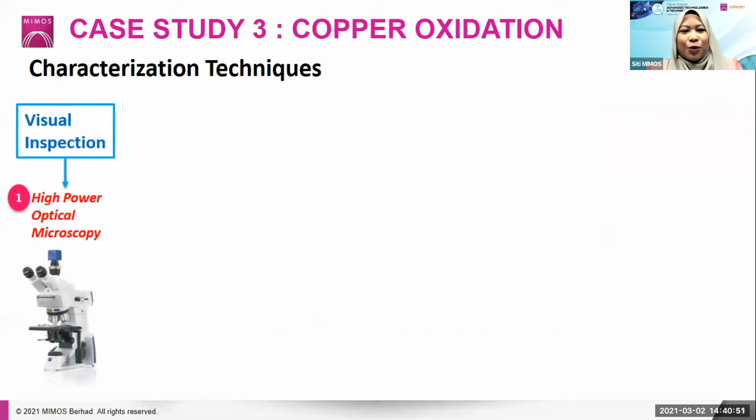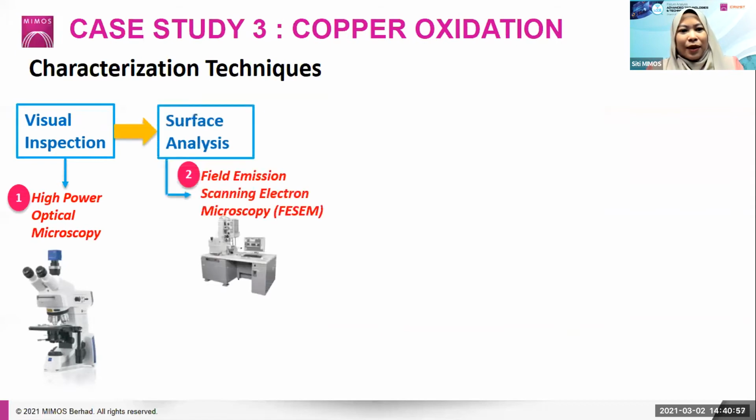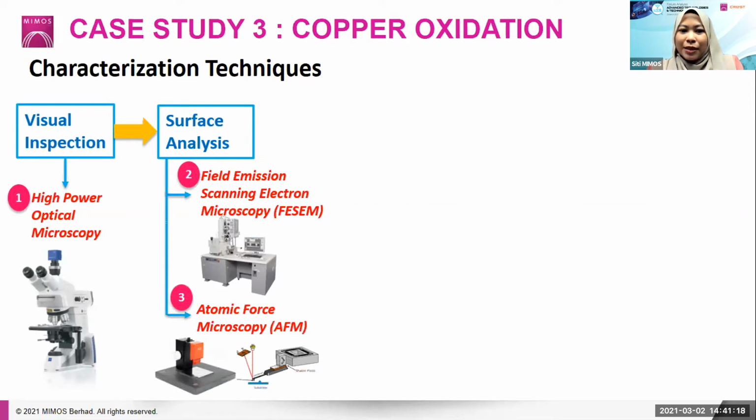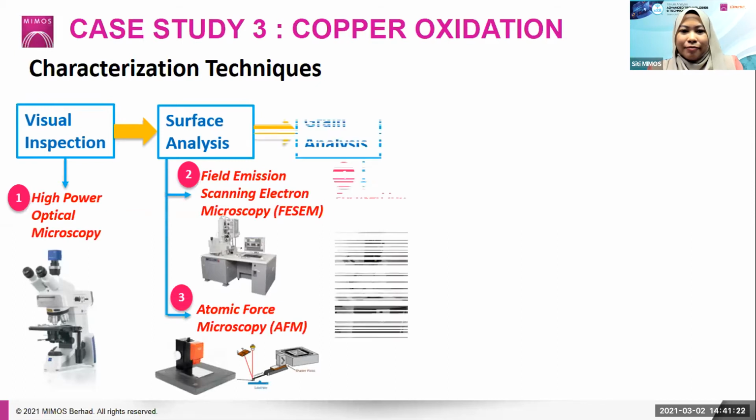First, of course, we need to perform the visual inspection. So we can use a high power optical microscope for this case. And after that, we can also study the surface texture of the sample through field emission scanning electron microscopy. However, this technique only gives qualitative information. In order for us to measure or quantify the roughness on the sample surface, we can also perform the subsequent atomic force microscopy analysis.